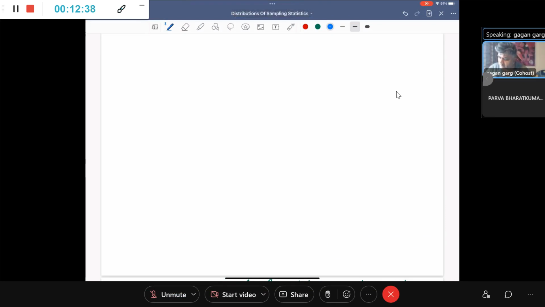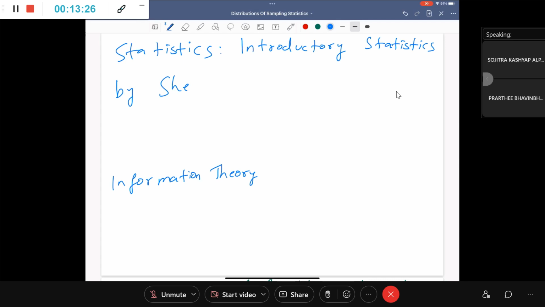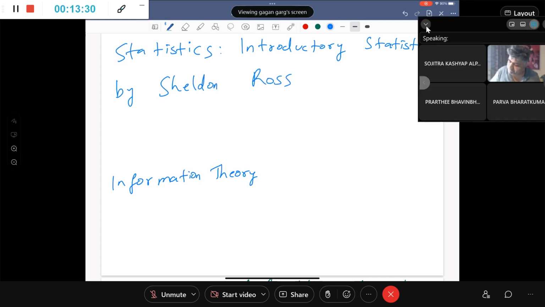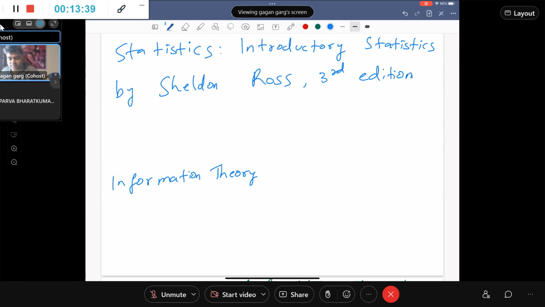Okay, are you able to see the screen? Is it visible? Okay, thank you. So we're going to do two topics. One is statistics, and the other topic is information theory. For statistics, the book that we will be following is called Introductory Statistics by Sheldon Ross. I'll be following the third edition, but even if you have the second edition, that's also fine.